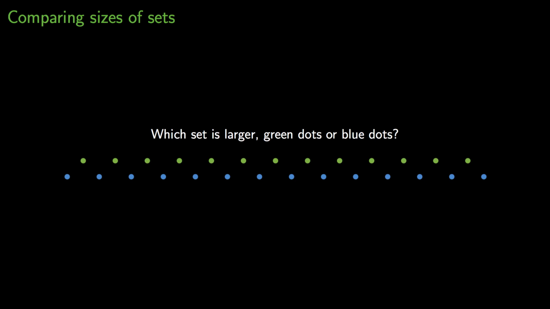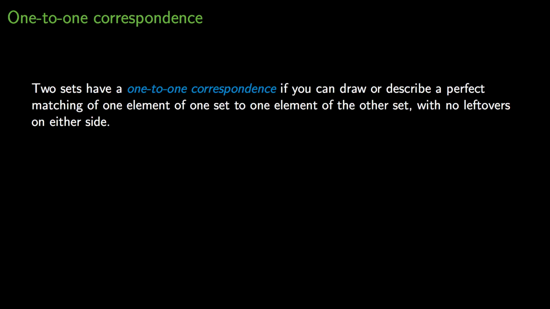Here's a different example for us to look at. Which set of dots is larger, green or blue? What if I challenged you to figure out which set was larger without counting either set? Now, the definition that's relevant here is one-to-one correspondence. Two sets have a one-to-one correspondence, so either they have it or they don't, if you can draw or describe a perfect matching from the elements of one set to the elements of the other, and there can't be any leftovers.